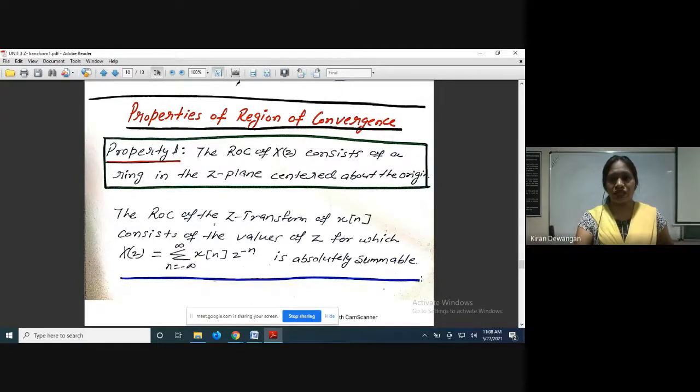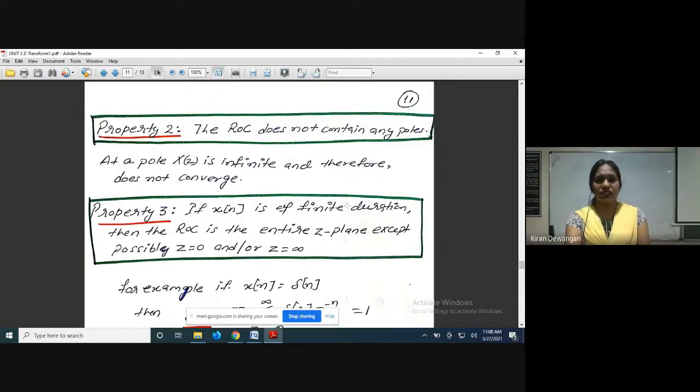Now coming to the second property. The second property says that the ROC does not contain any poles. As I've already informed you all, ROC does not contain any pole. Clear? At the pole X of z is infinite and therefore does not converge. This is the reason why ROC does not contain any poles. At a pole X of z is infinity, and therefore it will not converge.